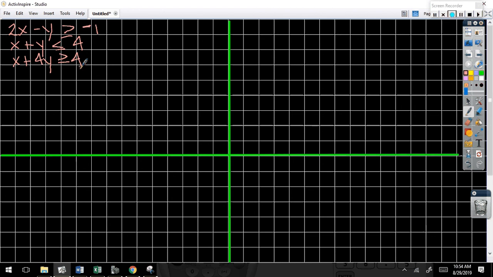All right, let's look at equation number 1. Equation number 1 I'm going to graph in pink. And again, I am covering up because it is in standard form. So what's the x-intercept here? Negative 1/2, right? Because if 2x equals negative 1, that means x equals negative 1 half. Cover up the y, I get 2x equals negative 1. So x is negative 1 half. Now cover up the x, and I get negative y equals negative 1. So y is 1.